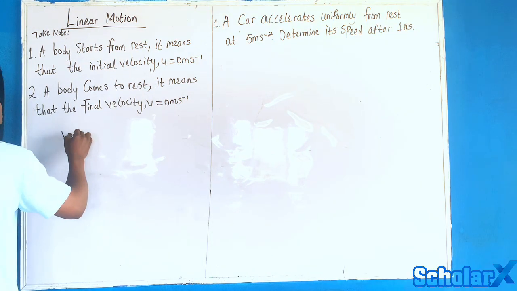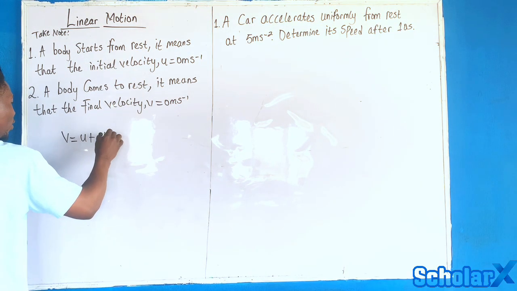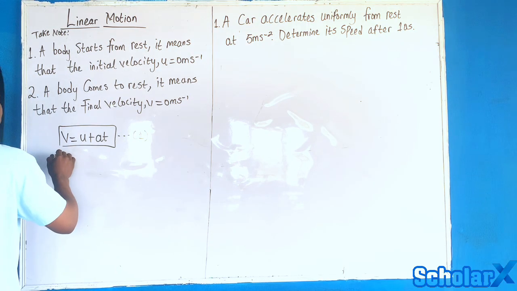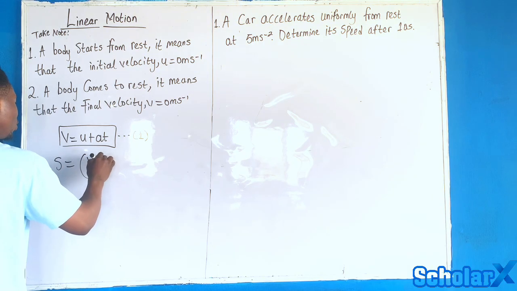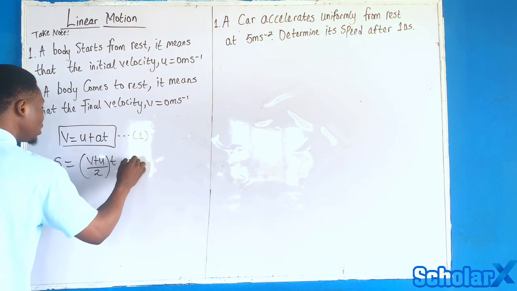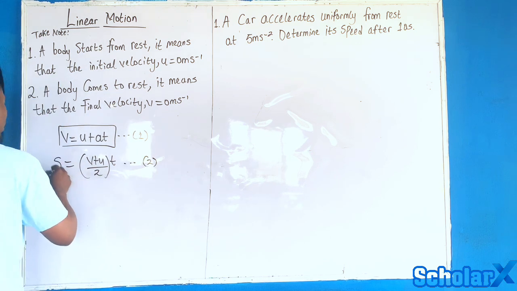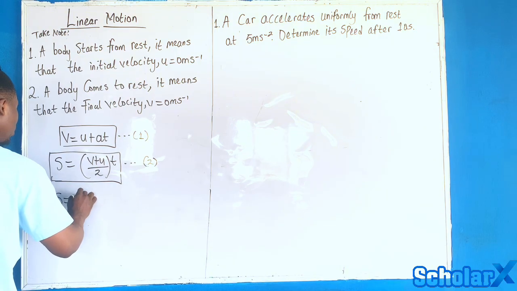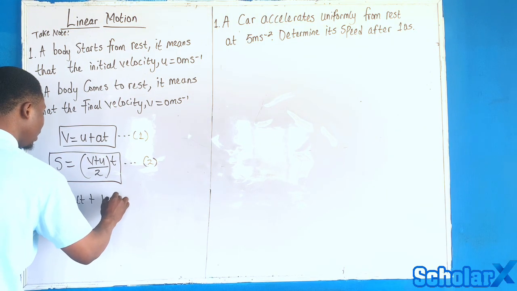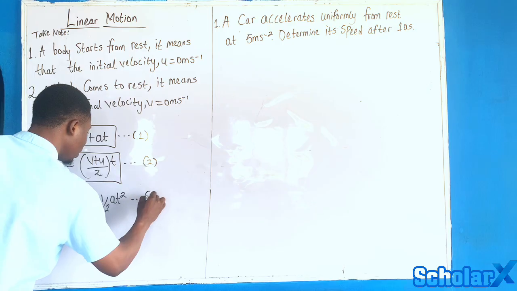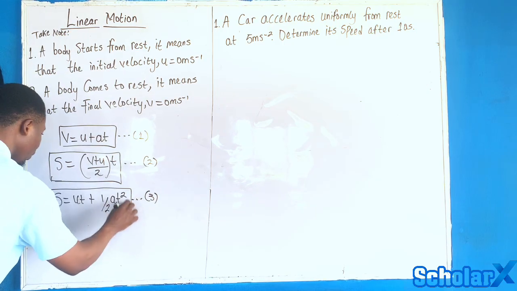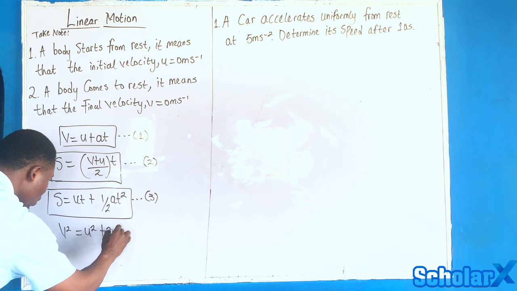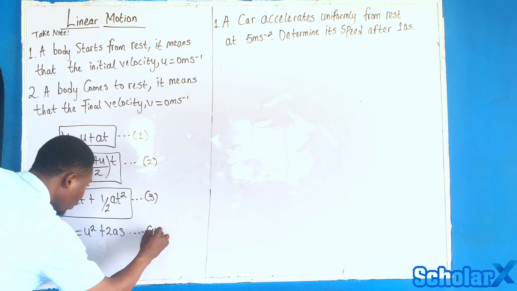The first one is V is equal to U plus AT, equation 1. The second one is S is equal to V plus U over 2 multiplied by T, equation 2. The third one is S is equal to UT plus half AT squared, equation 3. And then we have V squared is equal to U squared plus 2AS, the fourth one.